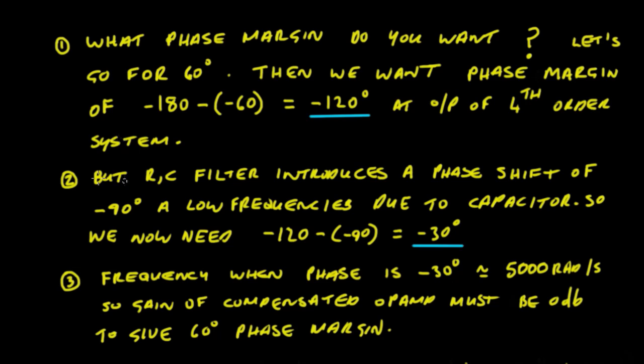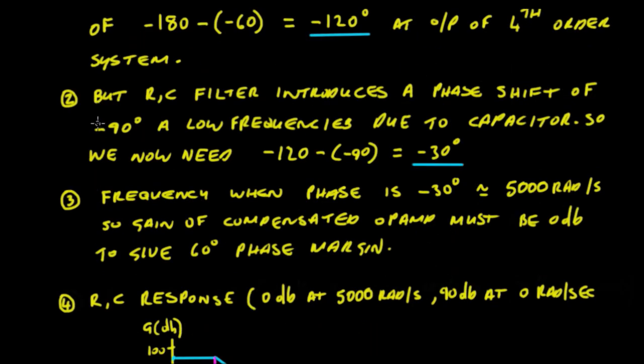Okay, so we have to include also the fact that the capacitance in the RC filter is going to add another 90 degrees of phase shift. So it means then that no, we don't actually want to have minus 120 degrees, we need to take another 90 degrees extra as well. So it means we're going to need a value of minus 30 degrees at the output of the fourth order system.